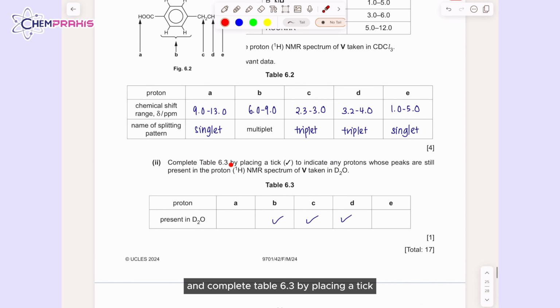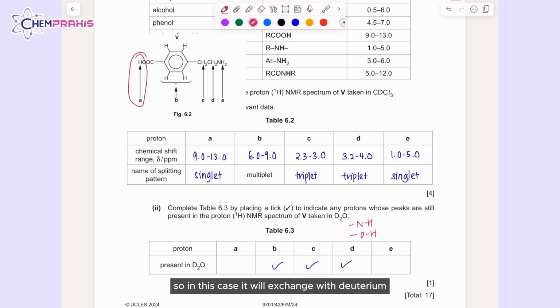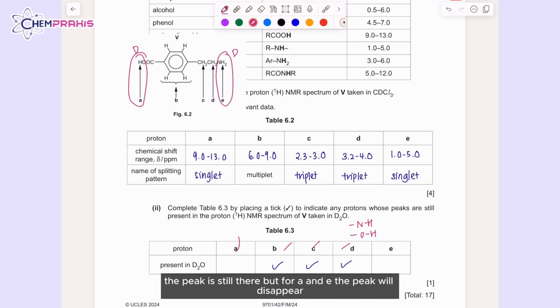And complete table 6.3 by placing a tick to indicate any protons whose peaks are still present in the proton NMR spectrum of V taken in D2O. D2O is a solvent for proton exchange. They usually will exchange the proton with NH and OH. So in this case, this will exchange with deuterium. These will exchange with deuterium as well. And when they exchange with deuterium, they will disappear. The peak will disappear. So B, C, and D, the peak is still there. But A and E, the peak will disappear.